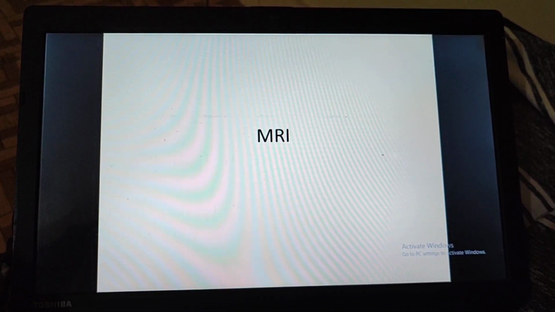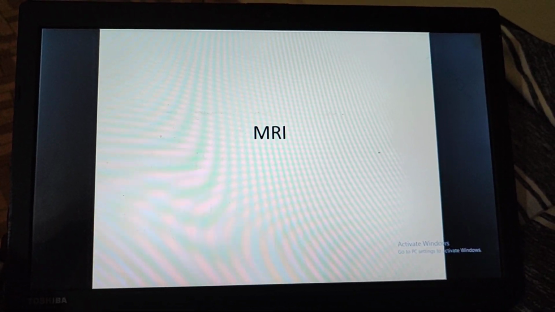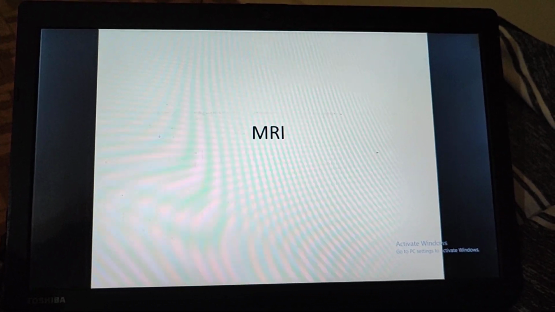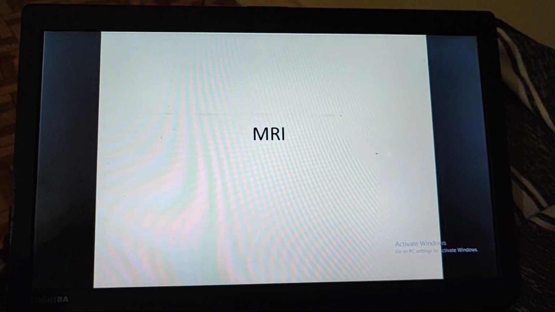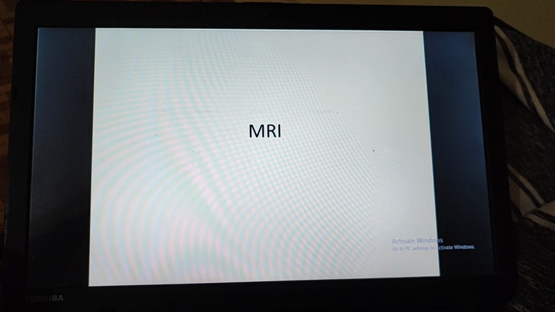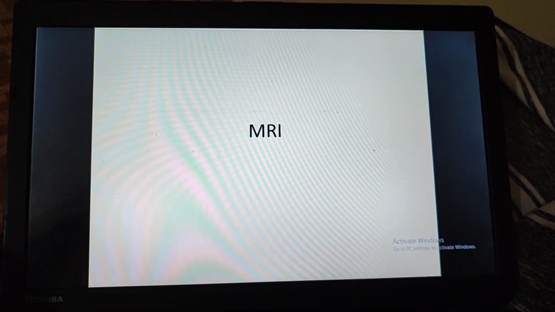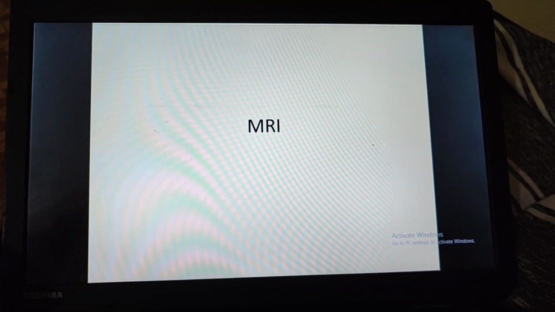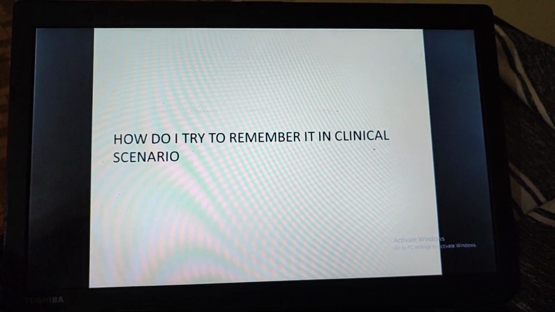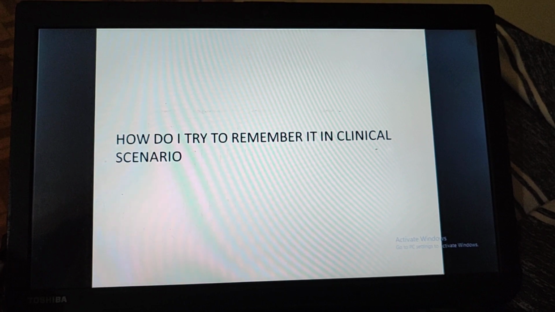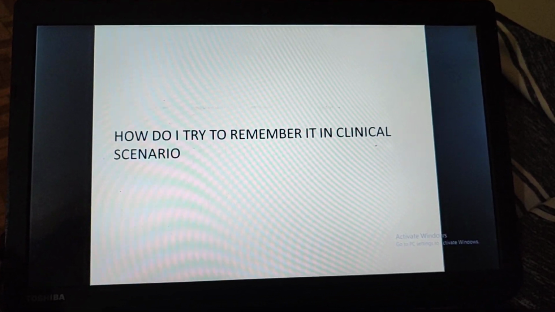What exactly is an MRI? It really becomes quite difficult in the rounds, and while we are at the bedside, to discuss what exactly is an MRI. So I'll just be discussing in around 40 to 50 seconds what an MRI is. So let's start with the basic concept. How do I try to remember it in clinical scenarios? So that is the basic funda.